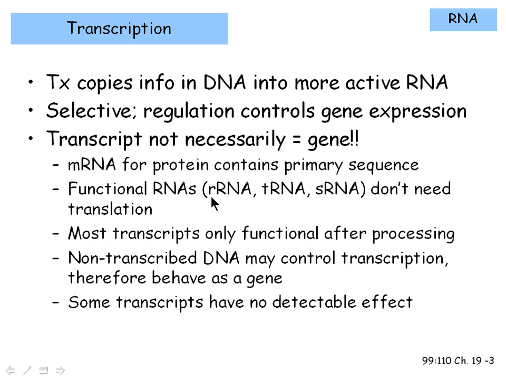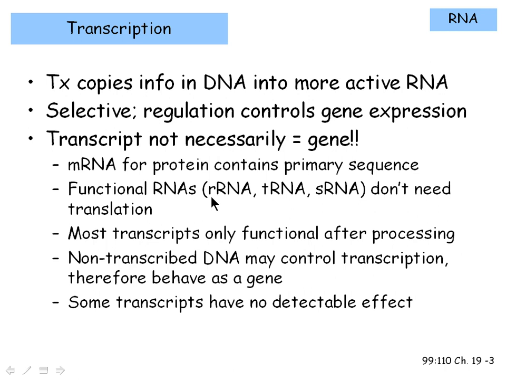It's also commonly the case that transcripts have to be processed in various ways before they're functional, and we'll look at some of that processing. There are regions of DNA that can control transcription, and so they can behave as a gene. That is, if a gene is a region of DNA with a measurable phenotype or a measurable outcome in the organism, these non-transcribed regions that control things have phenotypes.